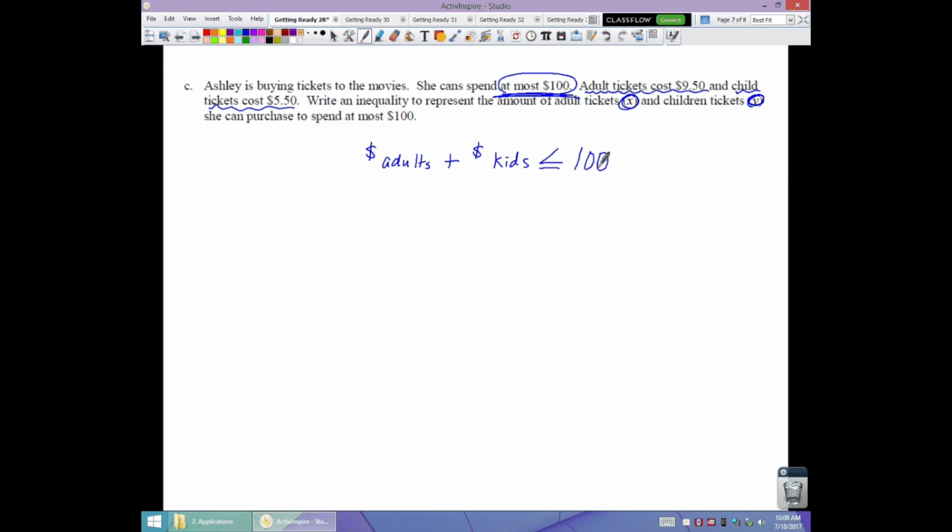So how much money do I spend? Well, every adult ticket is $9.50. I get X of those. So $9.50 X plus each child ticket is $5.50. I'm going to get Y of those. So $5.50 Y is less than or equal to 100.